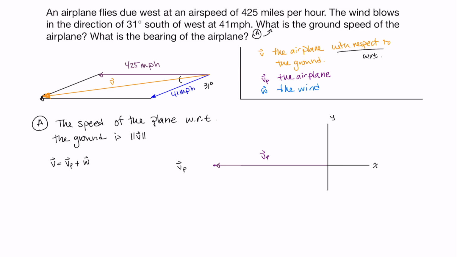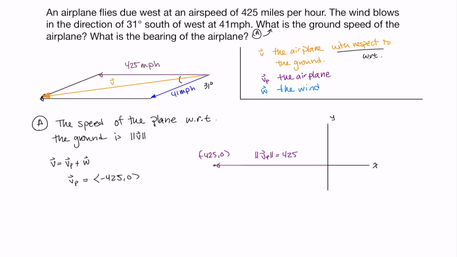And what would this point be? Well, we know that the magnitude of V sub P is 425. So this point here is negative 425, comma 0. Now, what does that tell me? That tells me that V sub P is equal to negative 425, comma 0.